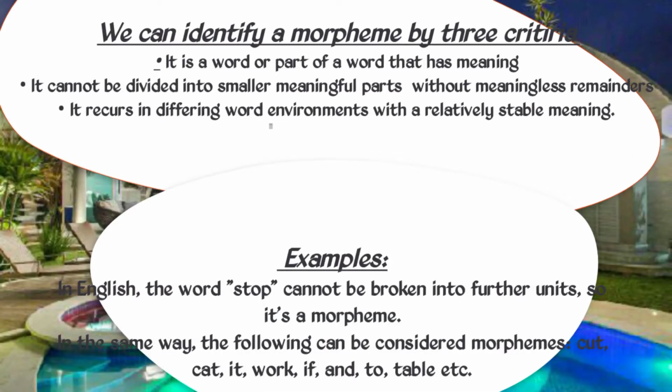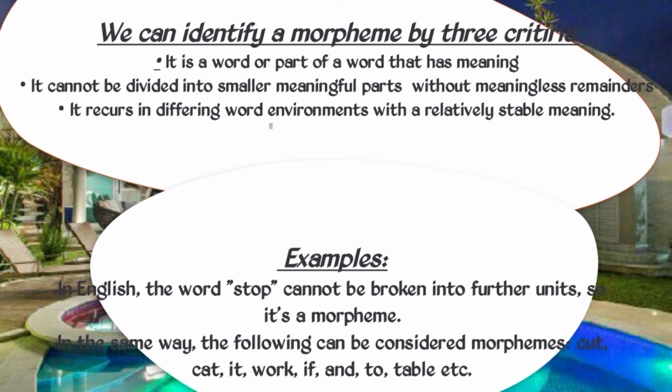Now someone will ask, how can we identify a morpheme? We have three criteria for identifying a morpheme. One, it is a word or part of a word that has meaning. Two, it cannot be divided into smaller meaningful parts without meaningless remainders. Three, it recurs in different word environments with a relatively stable meaning.